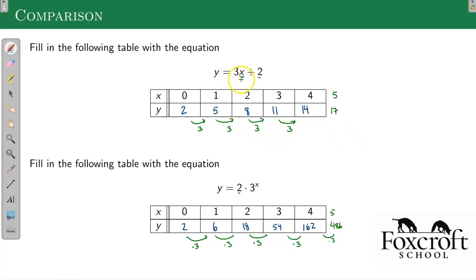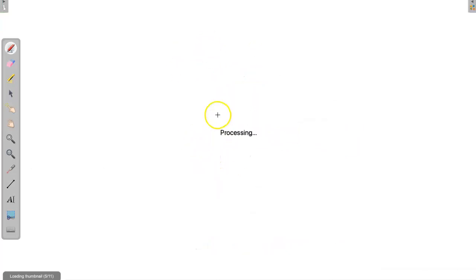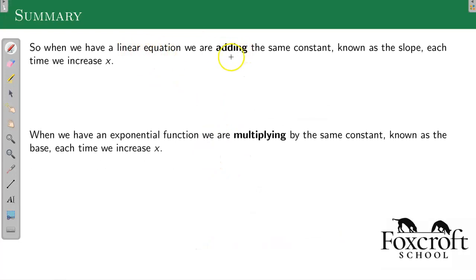So this is the major difference between linears and exponentials. They're very similar in the fact that they start with an initial value and then do the same thing over and over again. The only difference is that with a linear equation, we're adding the same constant each time. This is known as the slope. So that slope is the value we're adding each time we increase x. With an exponential function, we're multiplying by that same constant. So in that previous example, we had 3 to the x. That thing we're multiplying by is 3. This is known as the base of the exponential.